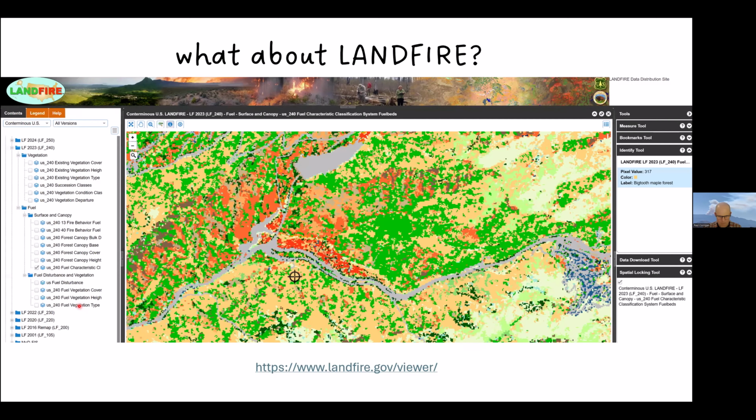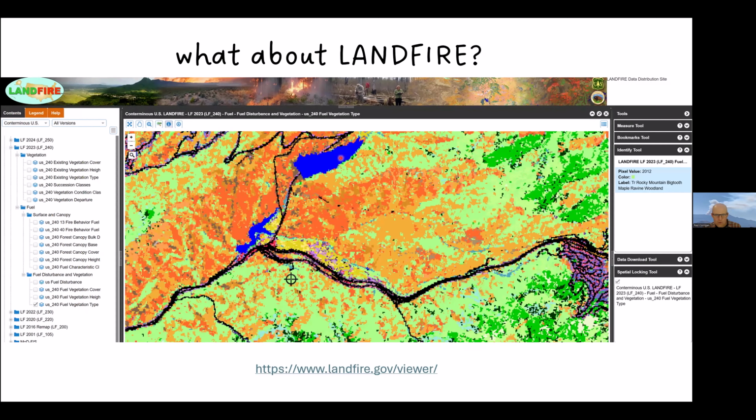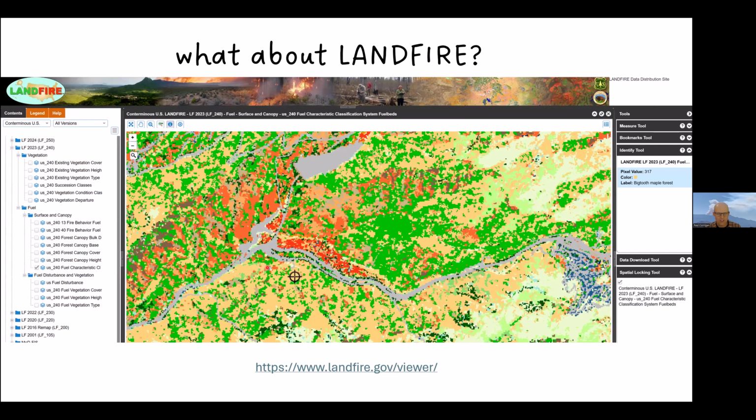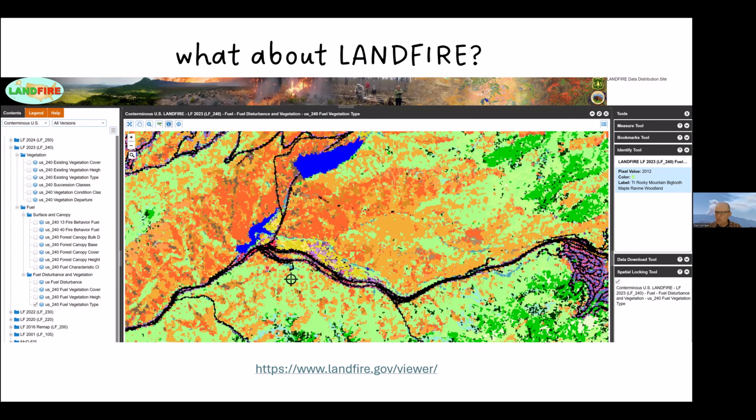Okay. And this one, of course, shows the reservoirs in blue and the roads in black, whereas if we go back to FCCS, that's a subtle difference there. They just kind of labeled everything non-burnable as gray. But otherwise very similar, and the description of the fuel type is very similar too, right?